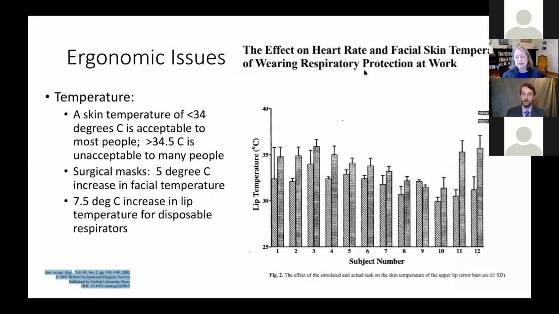This is a figure that I found that explains this business of how a mask is hot. So our skin temperature of 34 degrees feels normal to us, and most people, if you go up a degree, it starts to feel a little off. Surgical masks can increase, and respirators can take you up 5 degrees or even 7 degrees. And here you can see there's quite a bit of variation.